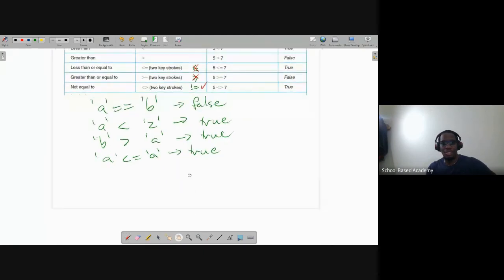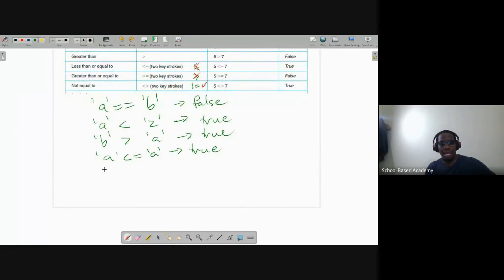The last two that we're going to do are A is greater than or equal to B. And this one is going to give us a value of false, because A is not greater than B, nor is A equal to B. So both of those are false. And then we have not equal to. If we say A is not equal to C, the answer to this is going to be true.